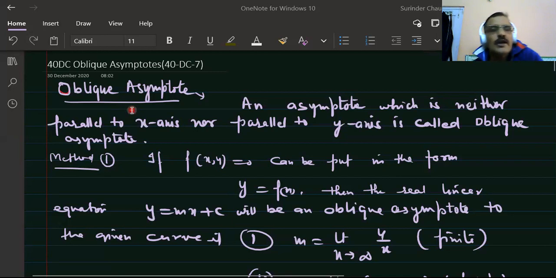First let us know what an oblique asymptote is. Any asymptote which is neither parallel to the x-axis nor parallel to the y-axis is called an oblique asymptote. So let's discuss the method. First method to find the oblique asymptote.